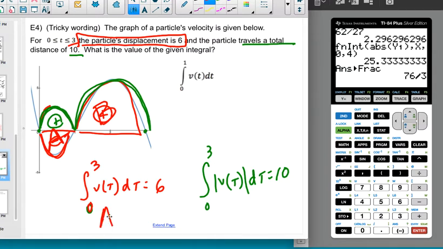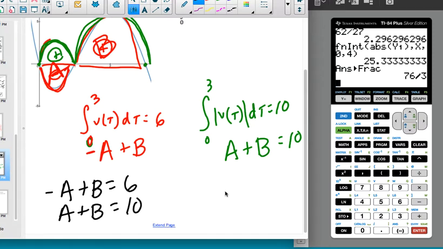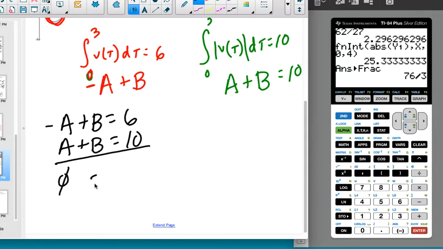6 is area A, whatever this number is, as a negative, plus B. It's negative A because it's below the axis. But 10 would be whatever that value is flipped up to the positive, so A plus B would be 10. So essentially what I can say is negative A plus B is 6, and A plus B is 10. If I use systems of equations, and I could just add straight down and use elimination, I get 2B is 16, so B is an 8.